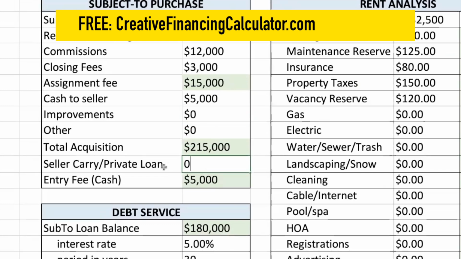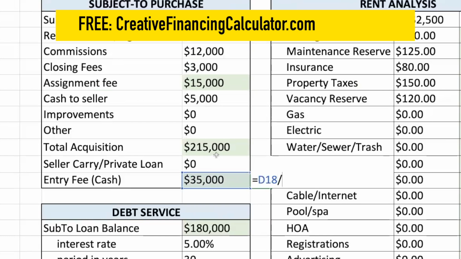Let's put this at 0. We're not going to do a seller finance. So you need 35 cash to get into that deal. Where's the 35 cash coming from? 12,000 in commissions to the agent, 3,000 in closing fees, 15,000 in assignment, and 5,000 to the seller. So even though it's creative finance, you still need some cash to put the deal together because you have to pay everybody, right? How do you do this with your students?